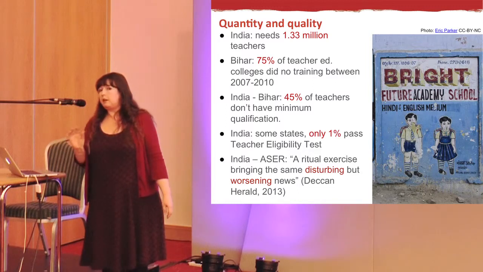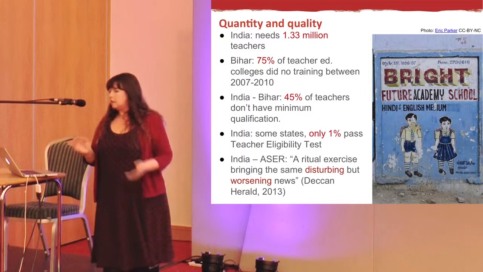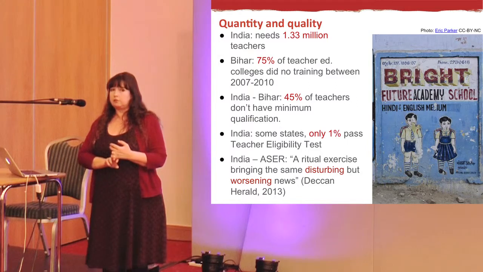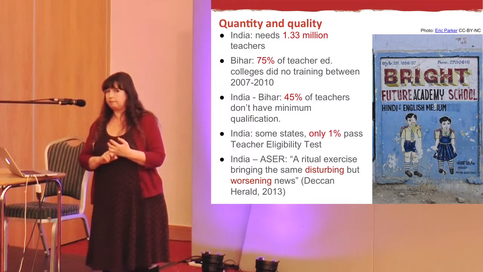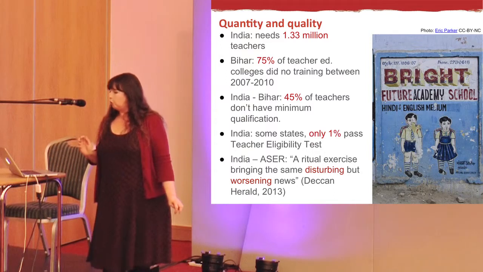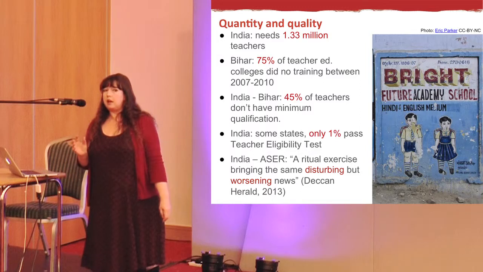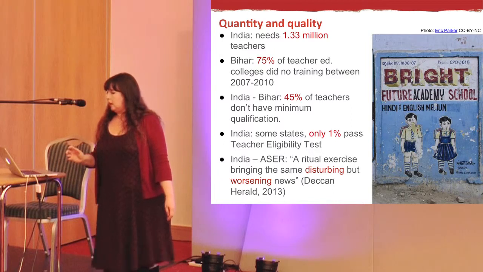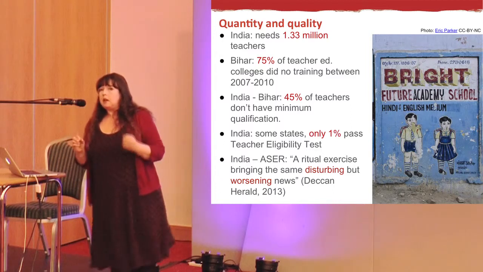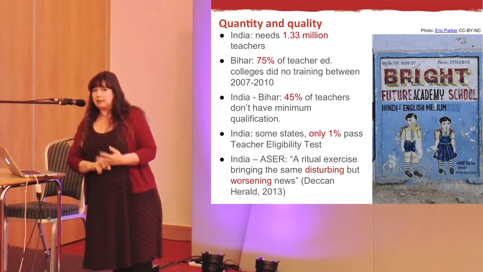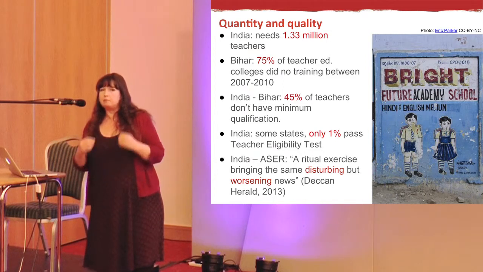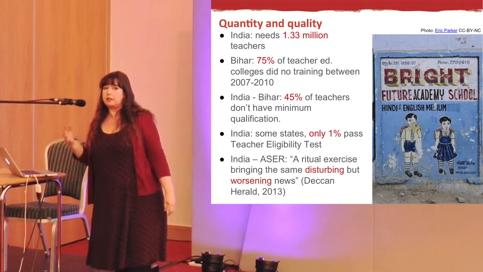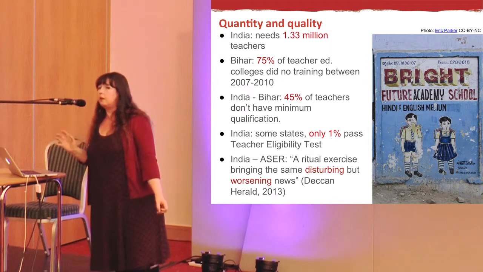In the state of Bihar in northern India, 75% of teacher education colleges did no training between 2007 and 2010. Staying with Bihar, 45% of teachers there don't have the minimum qualifications required for teaching. Ranging a little bit more widely in India, in some states, only 1% of teachers pass the teacher eligibility test that's mandatory for being a teacher. So you can see the scale of the problem that TESS-India is addressing through the development of teacher education OER.